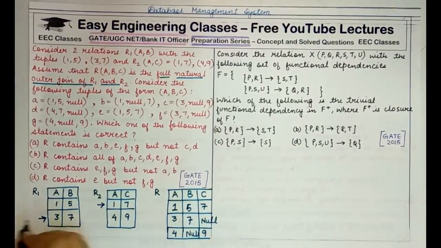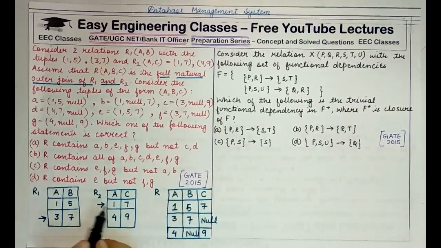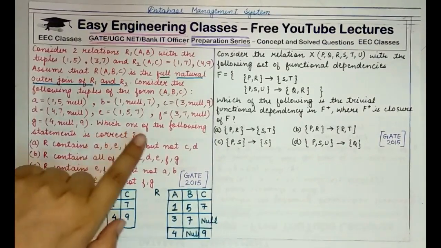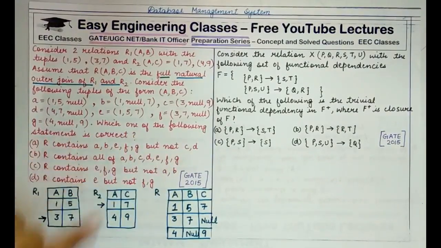Okay, so what you have to do, I'll summarize again. Pick each row from a table, then find out if the common column has the same value in the other row. If it has, then substitute the corresponding values in the remaining columns, else put null. Okay, and do it for all the rows present in both the relations. Now what does the question demand? The question asks which one of the following statements is correct.